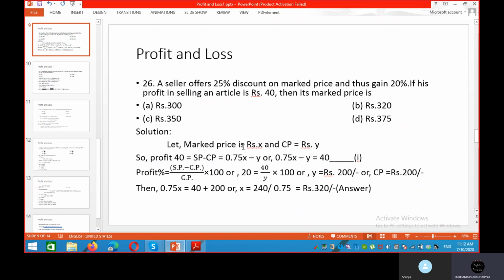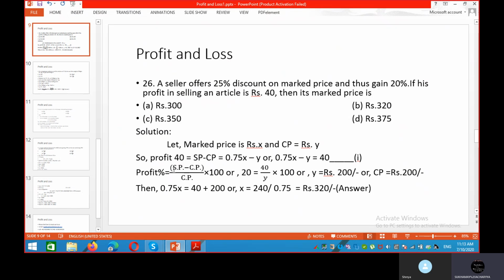Let the mark price be rupees X and CP be equal to rupees Y. So profit is equal to 40, which is equal to SP minus CP, that is 0.75x minus Y, as there is a 25% discount on mark price. So the mark price is X. So SP is 0.75x, and 0.75x minus Y is equal to 40.